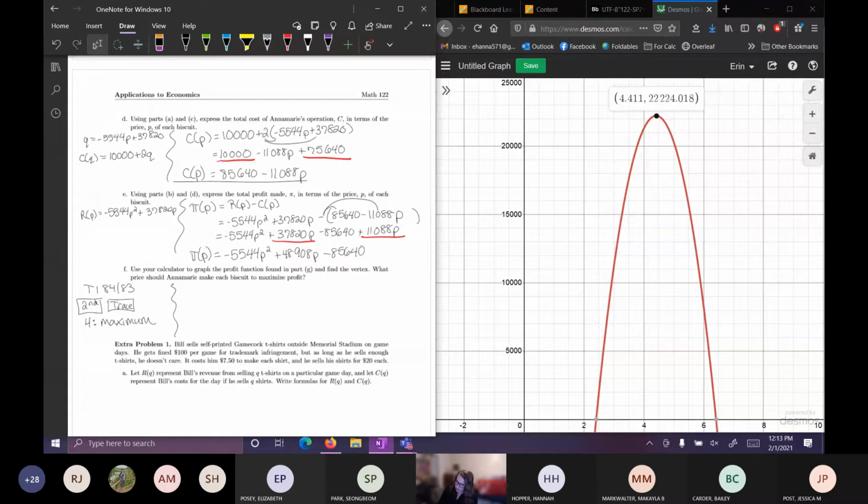Anyway, so our vertex looks to be 4.411 and then 22,224.018.